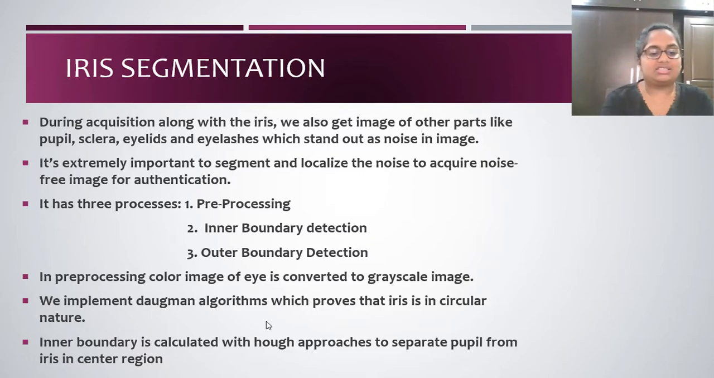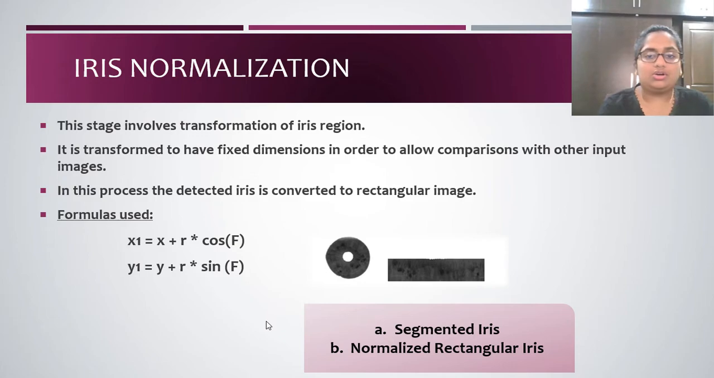Now getting to the last step, the inner boundary detection, which is calculated by the application of the Hough approach, which involves the separation of the pupil from the iris in the center region. Now getting on to the third step, which is iris normalization.